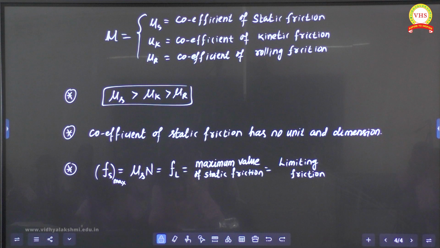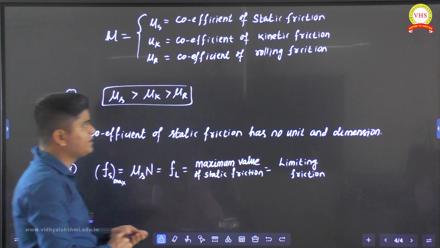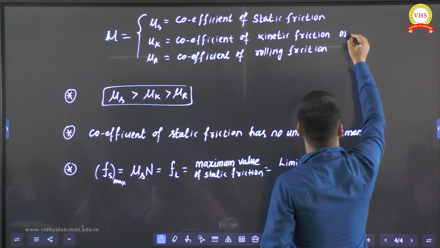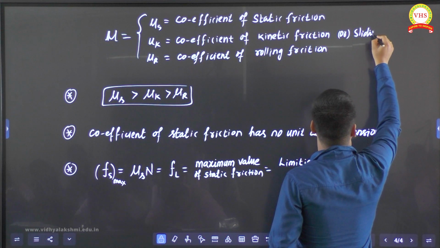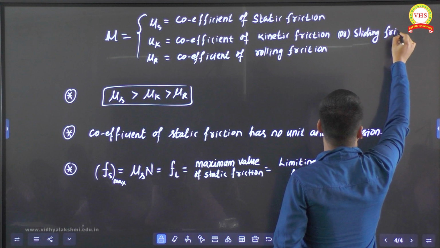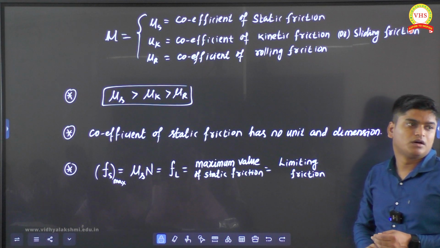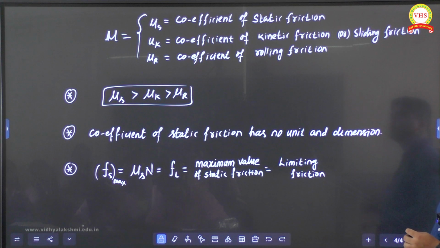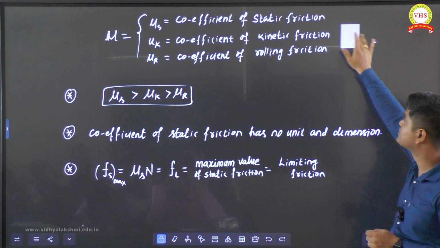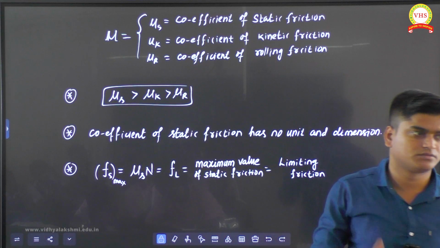So you came to understand static, kinetic, and rolling friction. Kinetic is also called sliding. When objects are sliding, you can use mu k, and mu k is less than mu s. This is also sometimes called sliding friction. When one object slides over another and there is roughness of the surface, this sliding friction comes into existence. Kinetic friction can also be called sliding friction. Note it down.